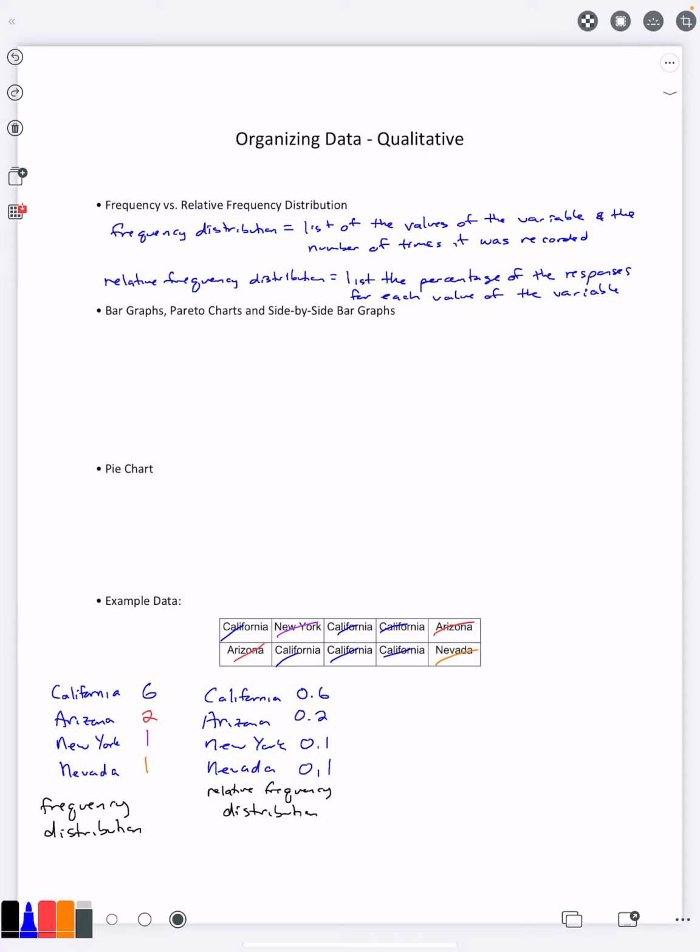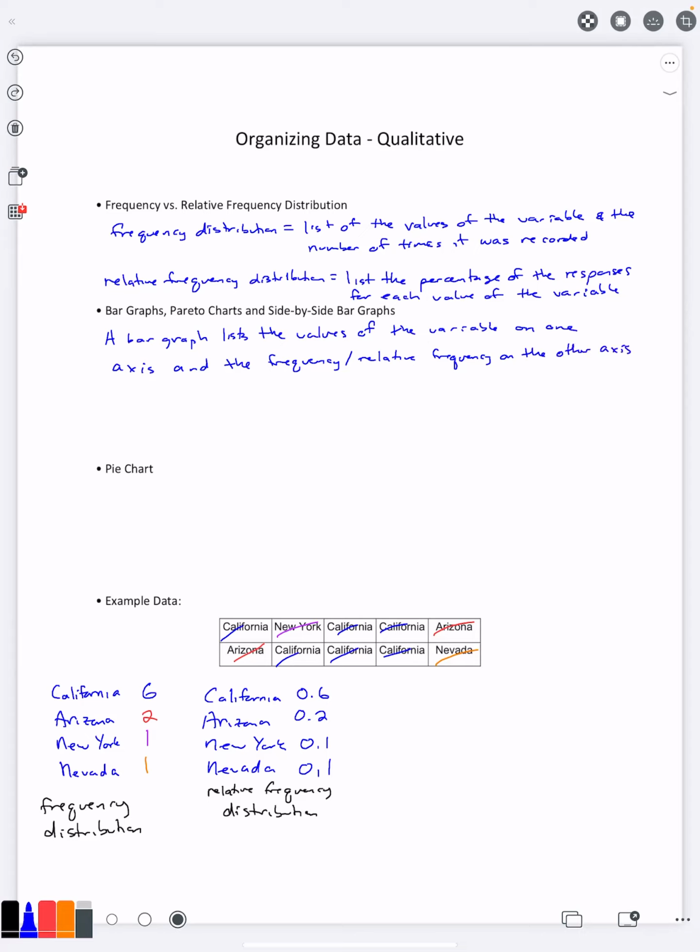Next up is the bar graph. So a bar graph lists the values of the variable on one axis and the frequency or relative frequency, whichever way you want to label it, on the other axis.